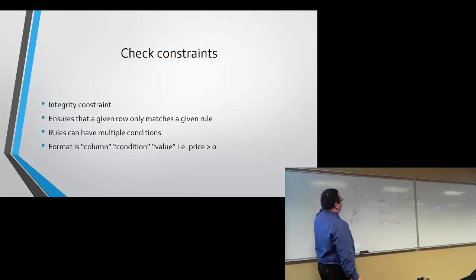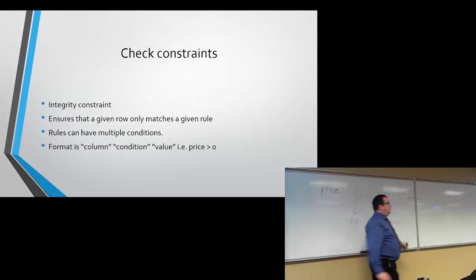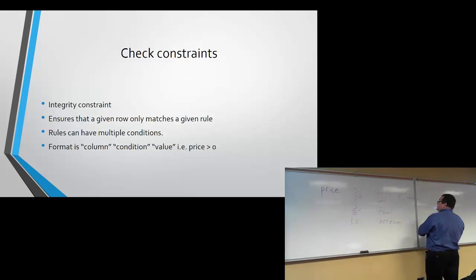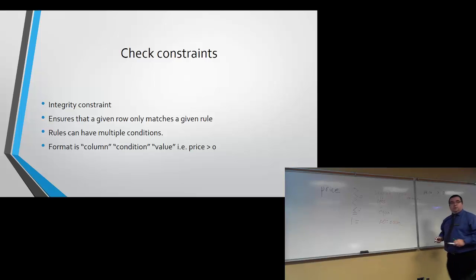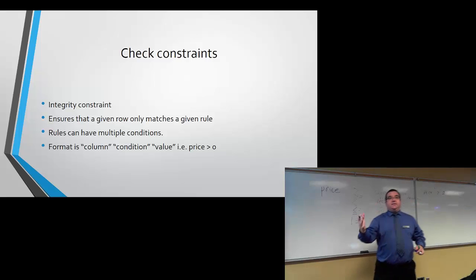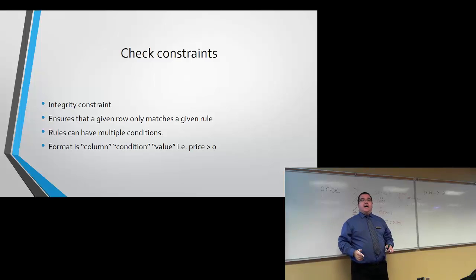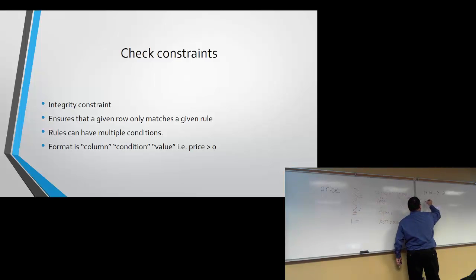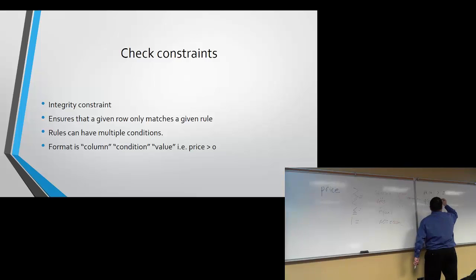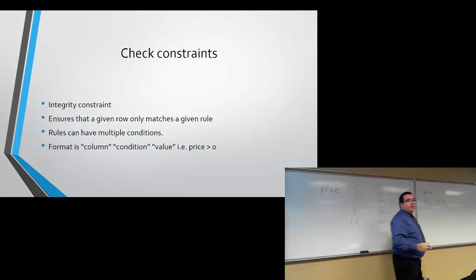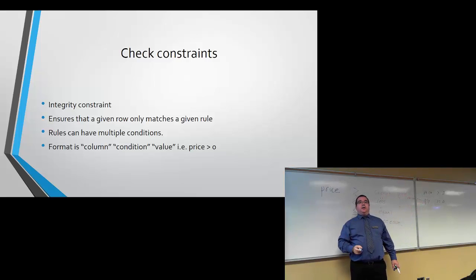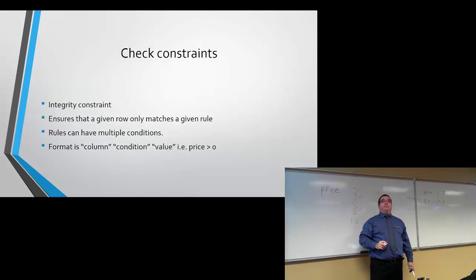In other words, if I'm saying price has to be more than 0, it would be written something along the lines of this. Price greater than 0. That's a condition check, saying price cannot be that. Or I could go quantity greater than or equal to 0. That means I'm not allowed to have negative quantities. I'm not allowed to sell you a -1 laptop.